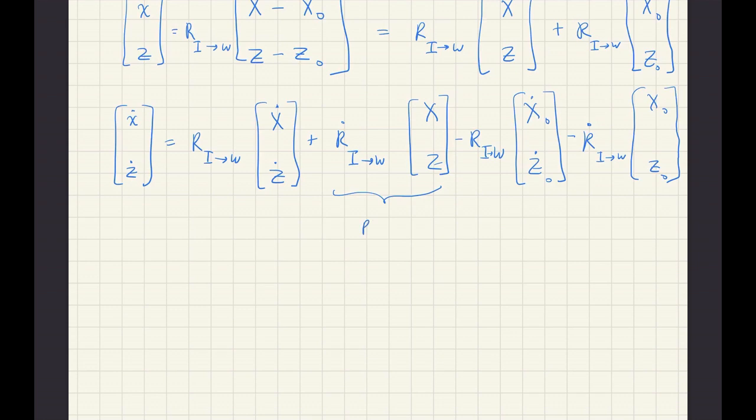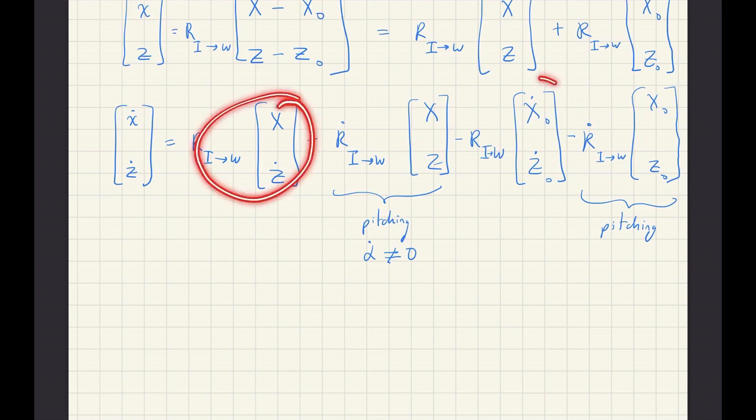You would have these components if you have pitching, i.e. if alpha dot is not equal to 0. And as you can see, if you don't have any pitching, then we only have these two components right here. But if we have no camber change, then x dot and z dot should be equal to 0, because the camber is not changing in the frame of reference of the wing, or the wing fixed frame.